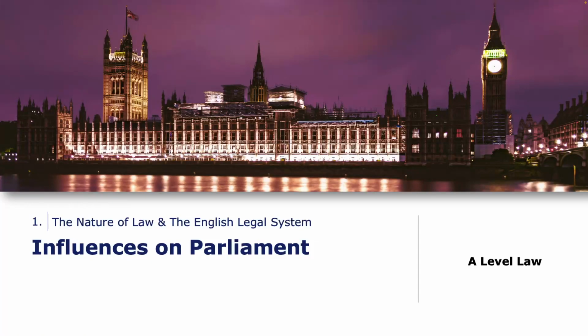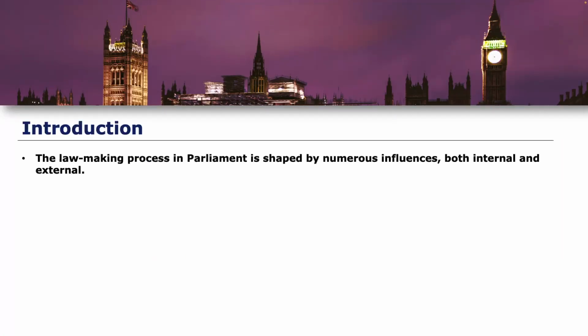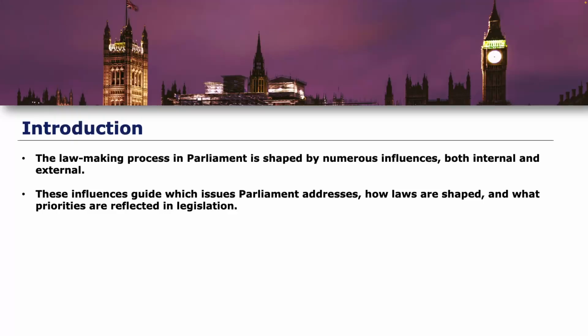What I want to do in this video is spend some time talking about the influences that exist on Parliament. Specifically, what we're going to be doing is thinking about the fact that Parliament ultimately is shaped by numerous different influences, both internal and external. And these influences essentially guide which issues Parliament will address. It will guide how laws are shaped and also what priorities are reflected within the legislation that ultimately gets passed.